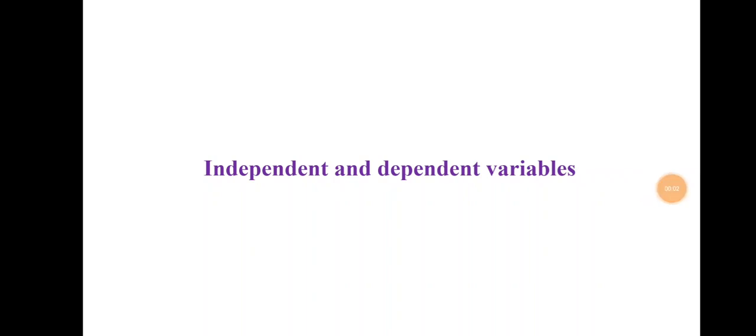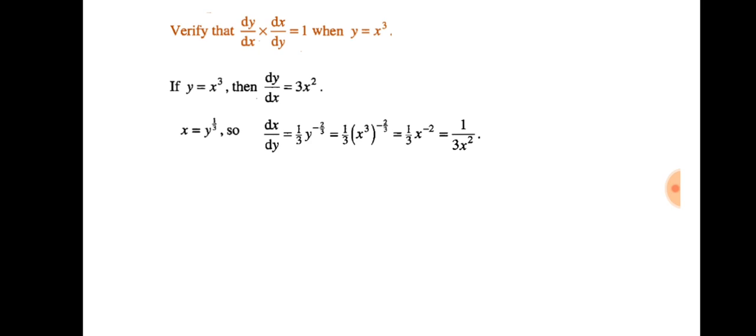Independent and dependent variables. Verify that dy over dx times dx over dy equals 1 when y equals x^3. If y equals x^3, then dy over dx is equal to 3x^2. If x equals y^(1/3), dx over dy is equal to 1 over 3x^2. Therefore, dy over dx times dx over dy equals 1.